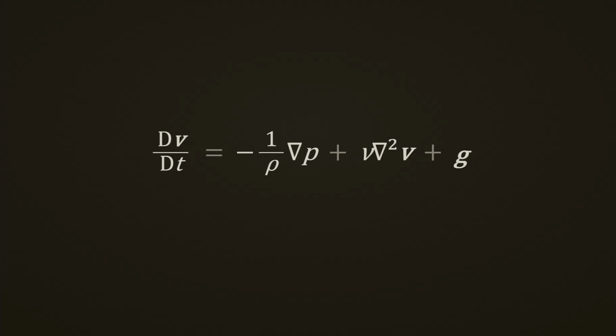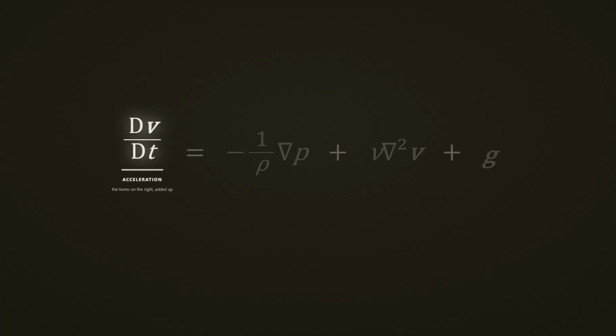Let's start on the left. This is the acceleration of our little fluid blob, how fast its velocity is changing. So the capital D just means we measure the change while riding along with the fluid, not from some fixed point or spot. And this is really all we want. If I know the acceleration, I can move the particle. It is really easy, and everything on the right will give us the acceleration.